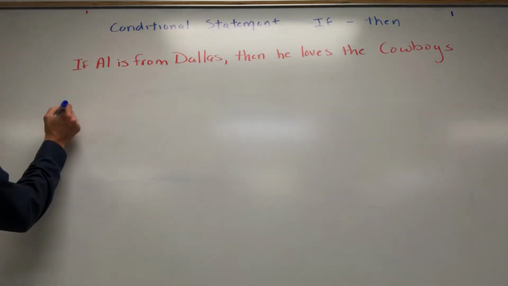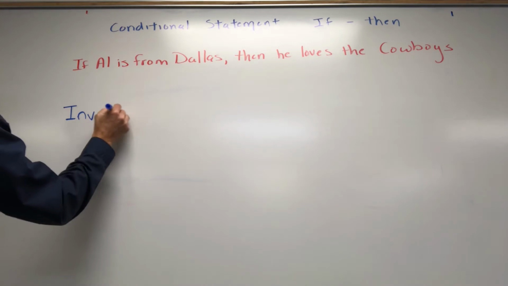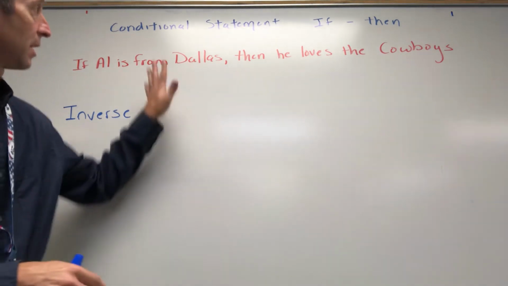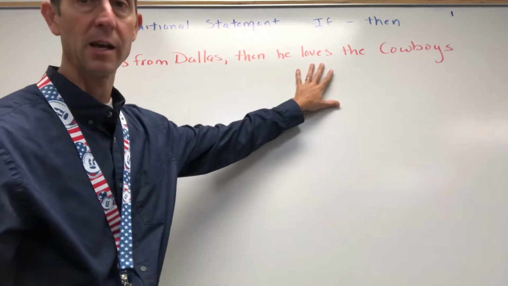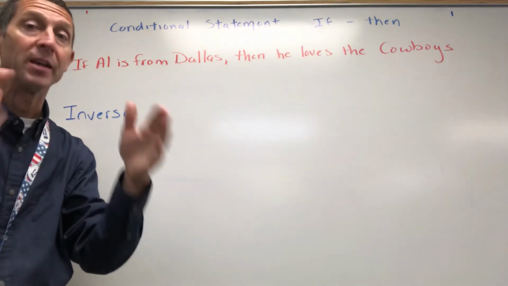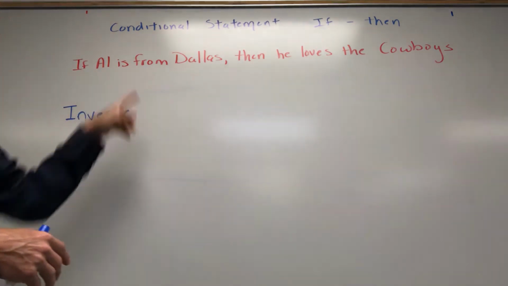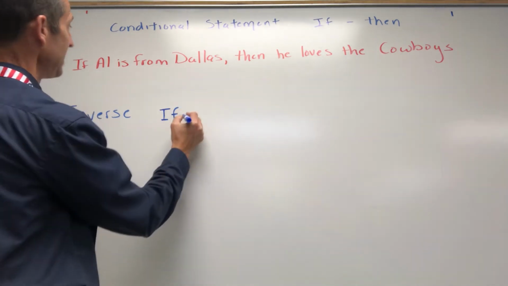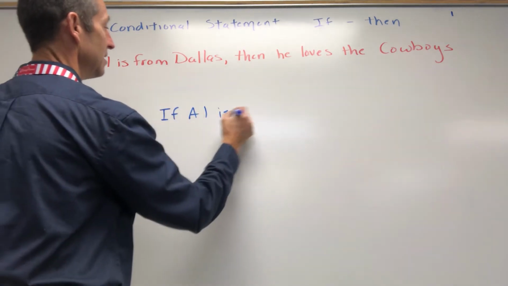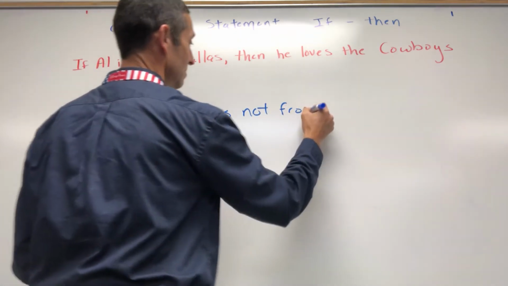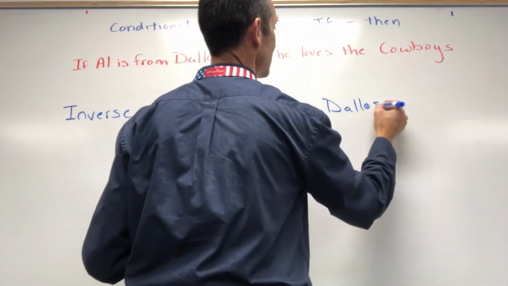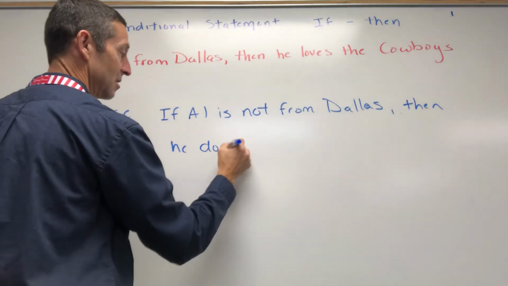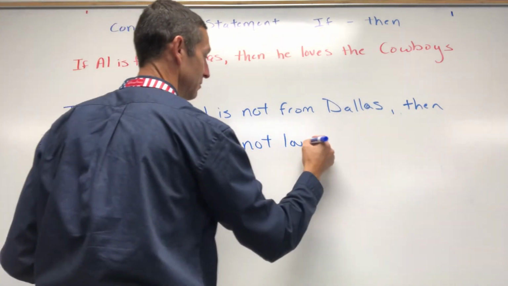Let's do the second. All right, it's called the inverse. Now the inverse will leave the order the same. From Dallas will be first, loves the Cowboys will be second. But it brings in the negative. So what that means: if Al is not from Dallas, then he does not love the Cowboys. So inverse changes the meaning.